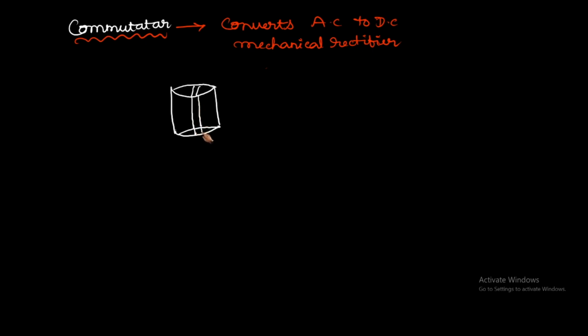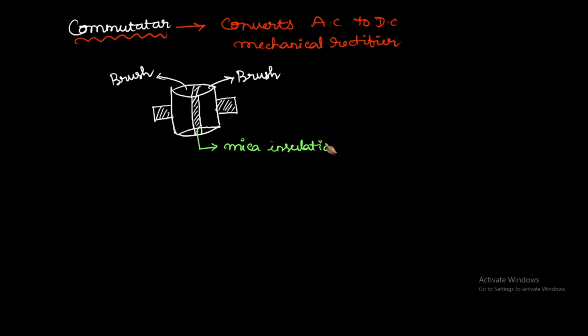So this structure was divided by insulating material, like this. On this side one brush is connected, and on this side another brush is connected. The brushes are attached here, so the brushes will not move. And this commutator is separated by which material? Normally it is separated by mica insulation material.